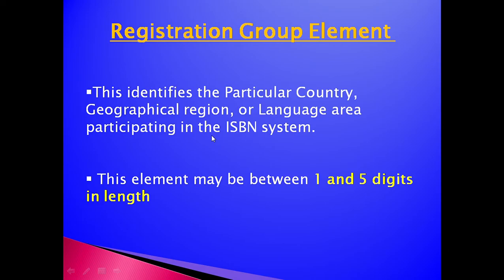And the registration group element is important. Why it is important: it says about the particular country, in which region it is coming, or which language area. ISBN is not only for English. All people, all languages, all subjects are using it. So these two things are particularly for the country, for the geographical region or language area where it comes from. Here you have 1 to 5 digits in length. Up to this, you are clear, dear? Any doubts?